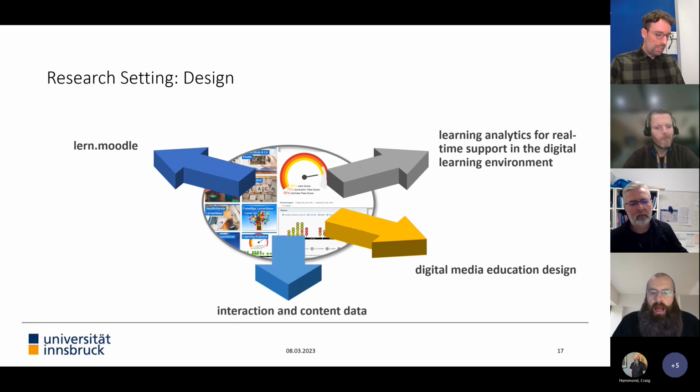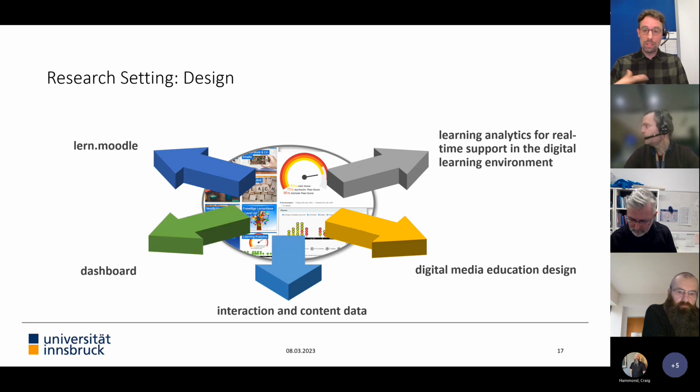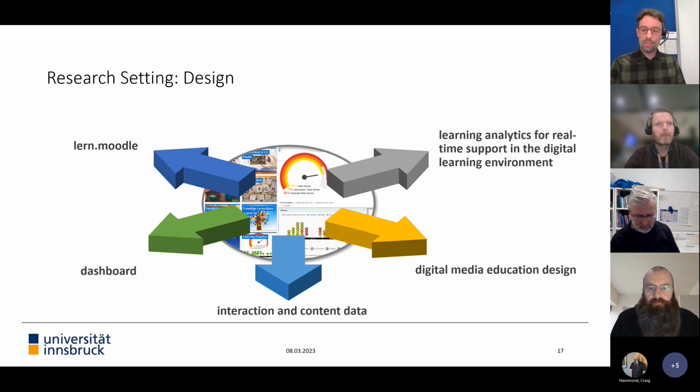To do this, on the one hand, interaction data is gathered and analyzed, for example, duration and frequency of online activities of the students. And on the other hand, also content data, so answers in online quizzes, for example. And a part of this measured and analyzed data is visualized in real time on a specially designed dashboard, an online interface.